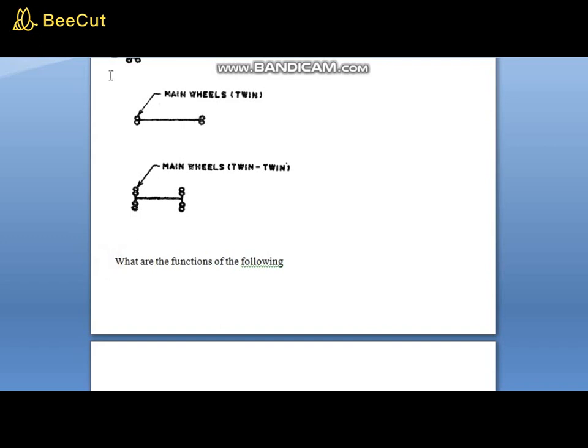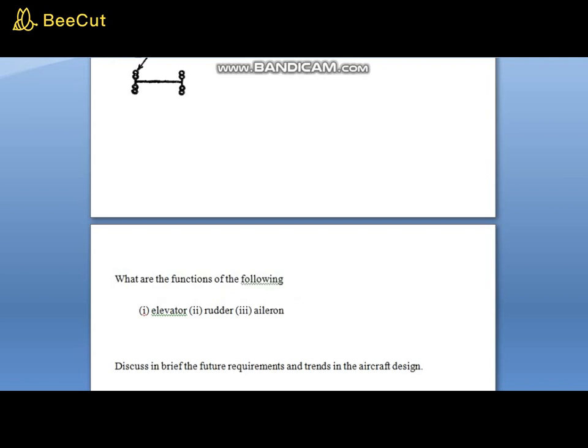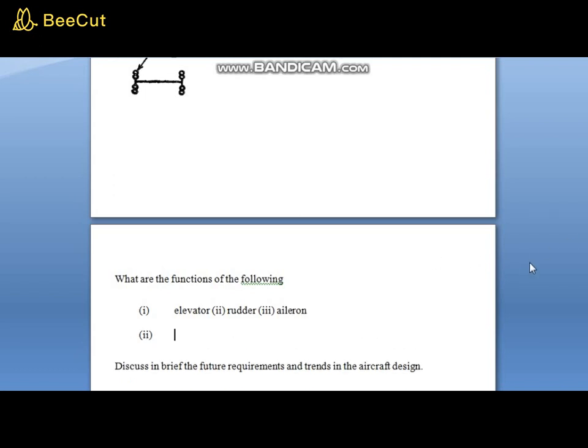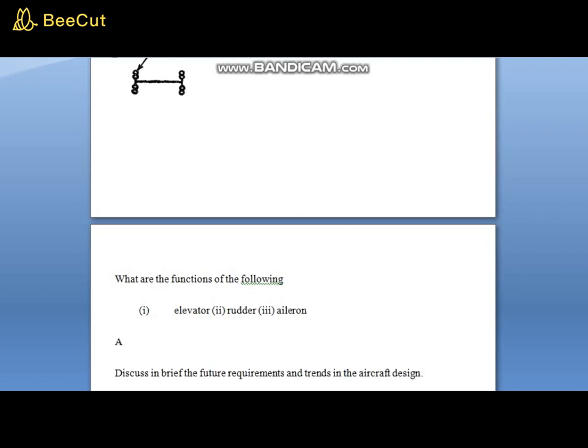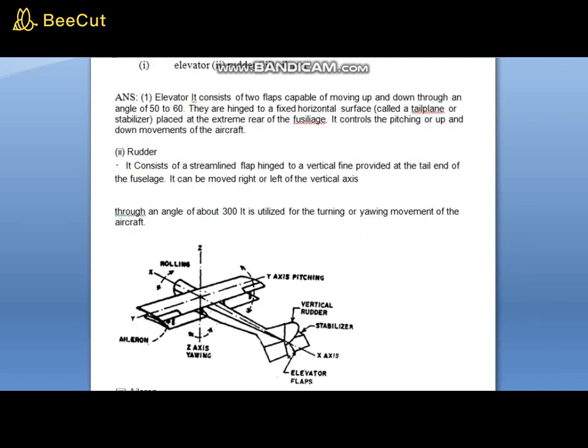Next question. What are the functions of the following? Elevator, rudder and aileron. You need to write the functions of these. So what are the functions of the following? The first one is elevator, rudder and aileron. Elevator. See, look where the elevator is. Here we have the elevator. The diagram is not that important, but if you can draw it, no problem, you can draw it, but it is not compulsory.